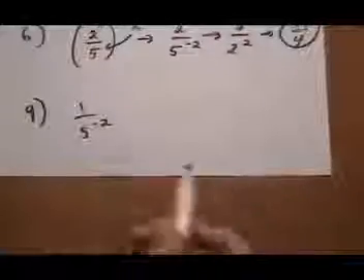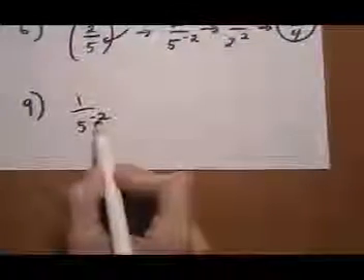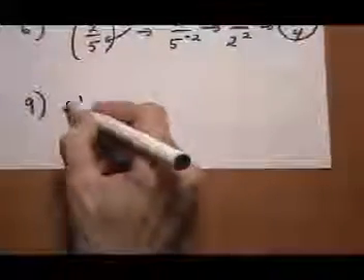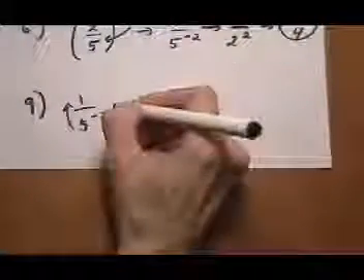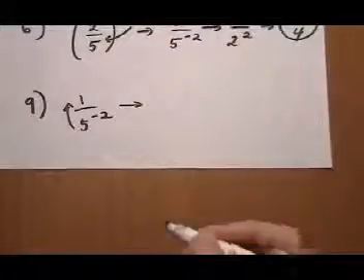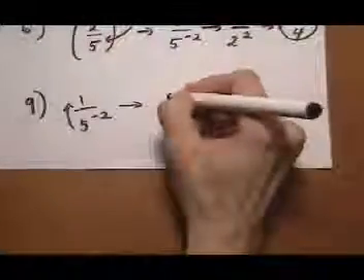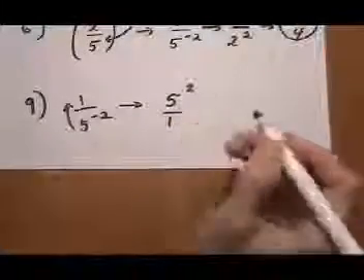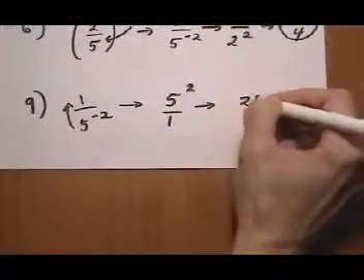Number 9, this 5 has a negative exponent and it's starting in the denominator, so that means it's going to shift up into the numerator. So wherever you're starting from, a negative exponent makes you shift to the other position. So it becomes 5 squared. And you could think of it as over 1 or just plain old 5 squared. Either way, you'll get a 25.